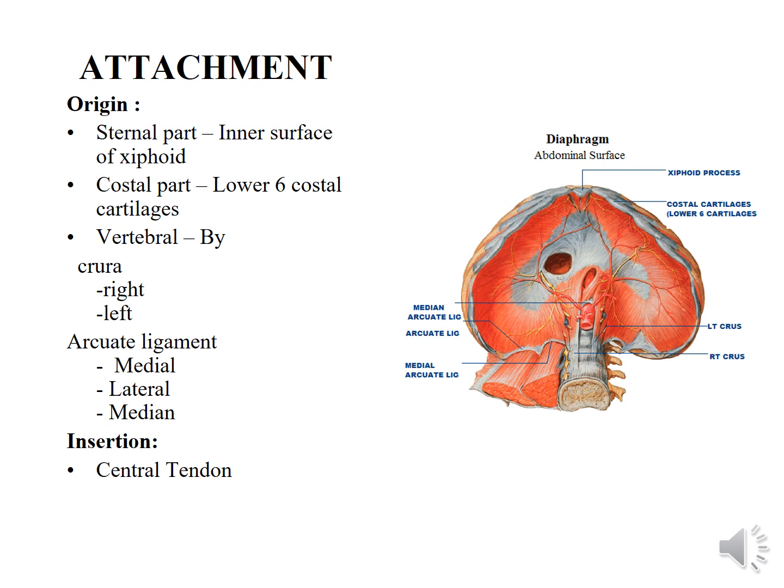So what is the medial arcuate ligament? It is basically a thickening of psoas fascia, that is the fascia covering psoas major, and this medial arcuate ligament is attached medially to the body of L1 or L2 vertebra and laterally to the tip of the transverse process of the first lumbar vertebra.